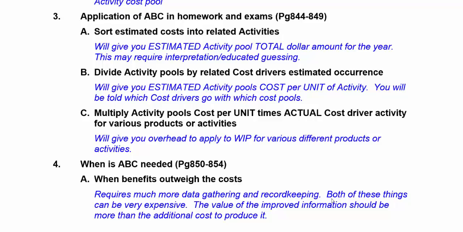All of these things can be very expensive and require human intervention, processing time, and interpretation. The value of this improved information has to be more than whatever the additional cost is to produce it. So this is the cost-benefit analysis. Make sure that the benefit you get from ABC is worth the cost of ABC.